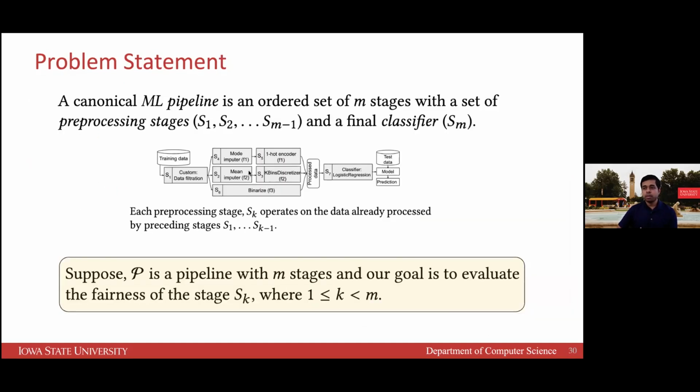Therefore, in this paper, we proposed a method to evaluate the fairness of the stage SK. Specifically, a stage SK operates on the data already processed by the previous stages, S1, S2. We used causal reasoning to identify the prediction discrepancy made by a specific stage. Next, I'm going to talk about this.